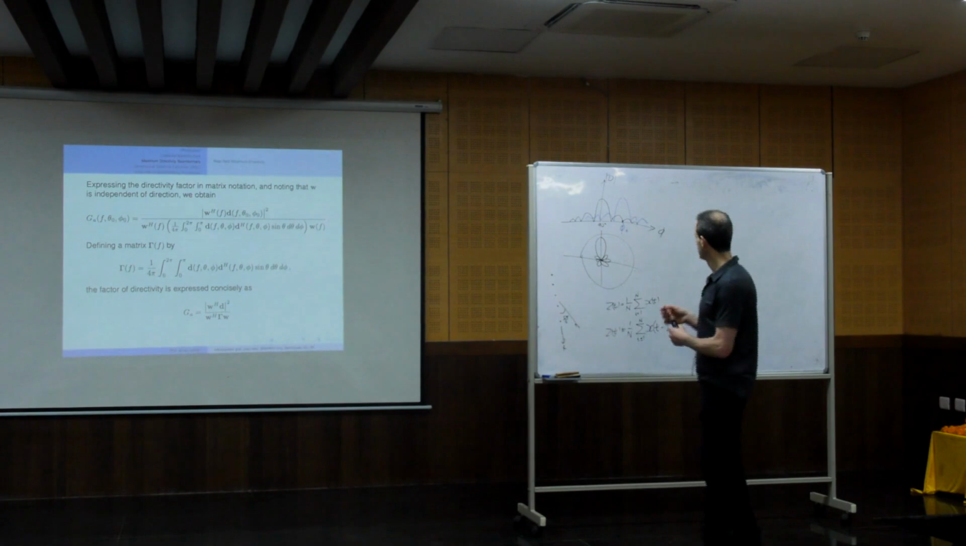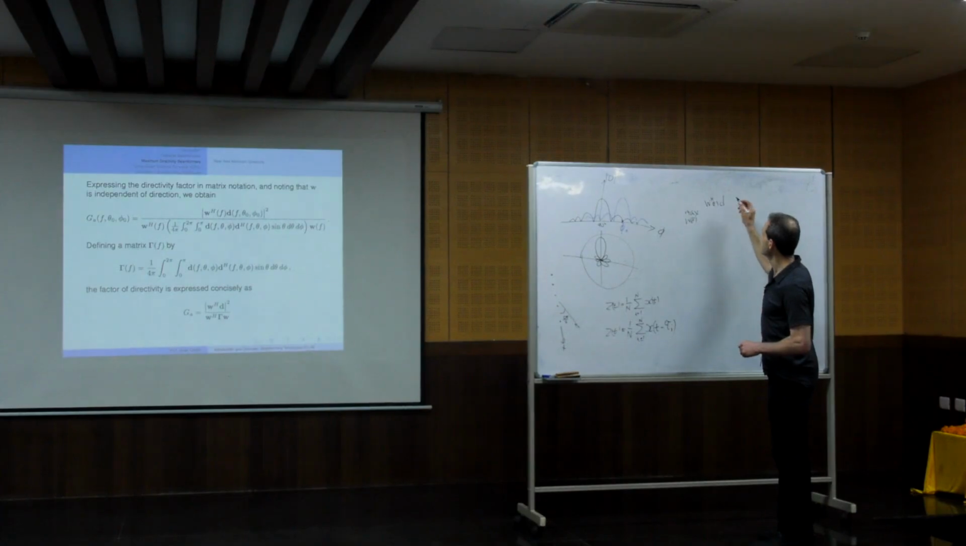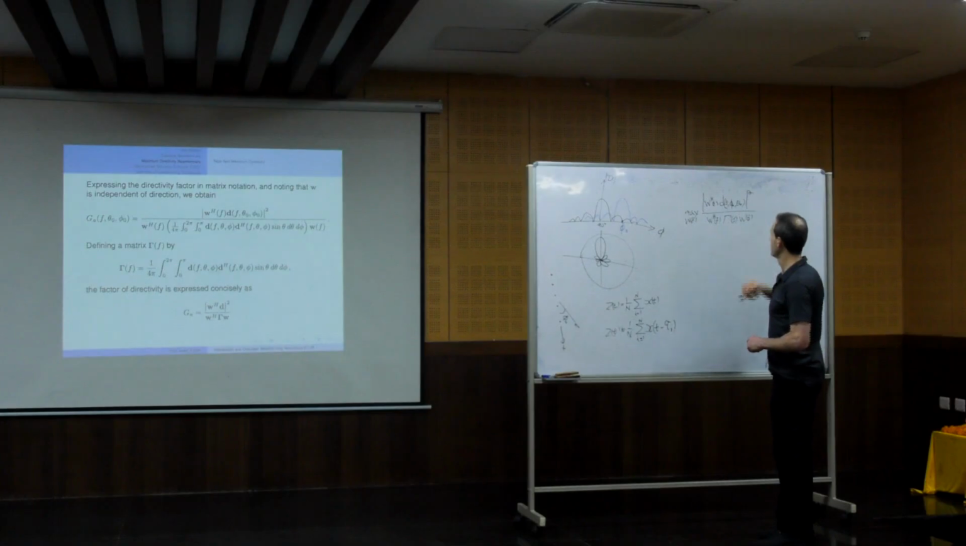So what we need to maximize is W^H(f) d(f), which depends on the desired source direction, divided by W^H(f) gamma(f) W. Okay?